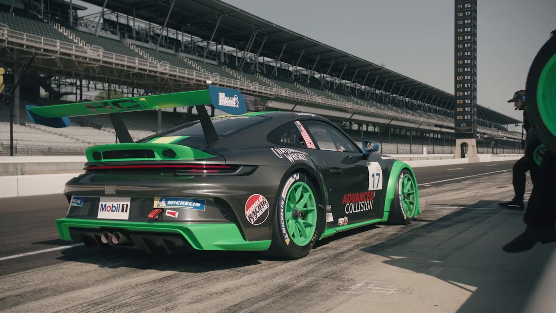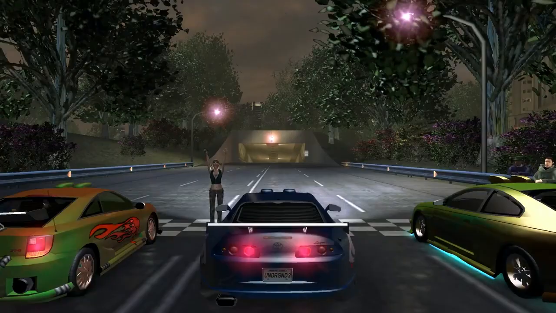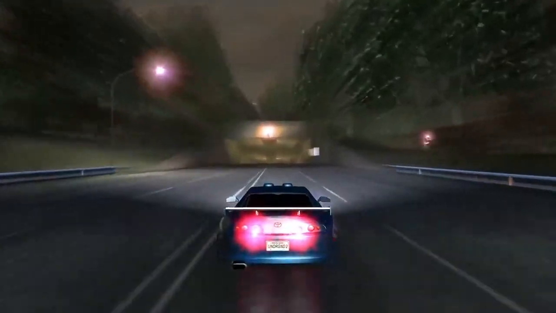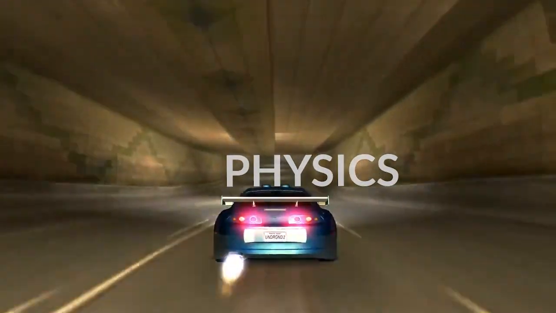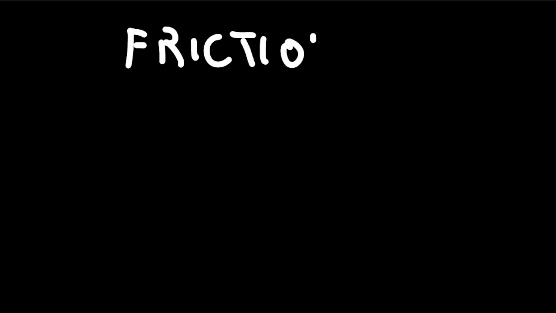Have you ever wondered how tires keep cars stable on the road? Why do they allow you to start and stop a car? Let's take a look at some awesome physics and find out. As you may have guessed already, friction is in play.